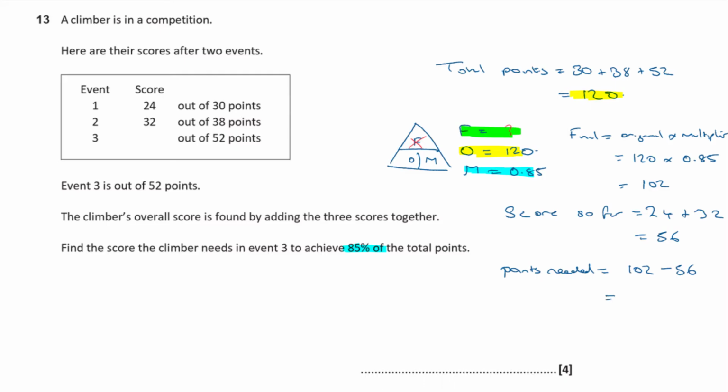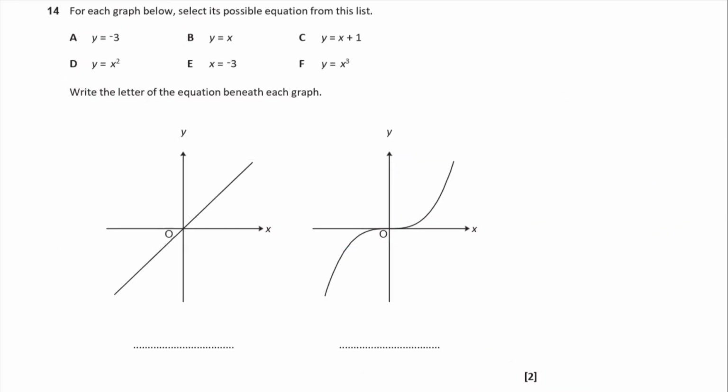So what's that then? 102 minus 56, that's 46. So he's going to have to do pretty well in the last round then, 46 out of 52, in order to achieve that 85% amount he's looking for. So that is 46.